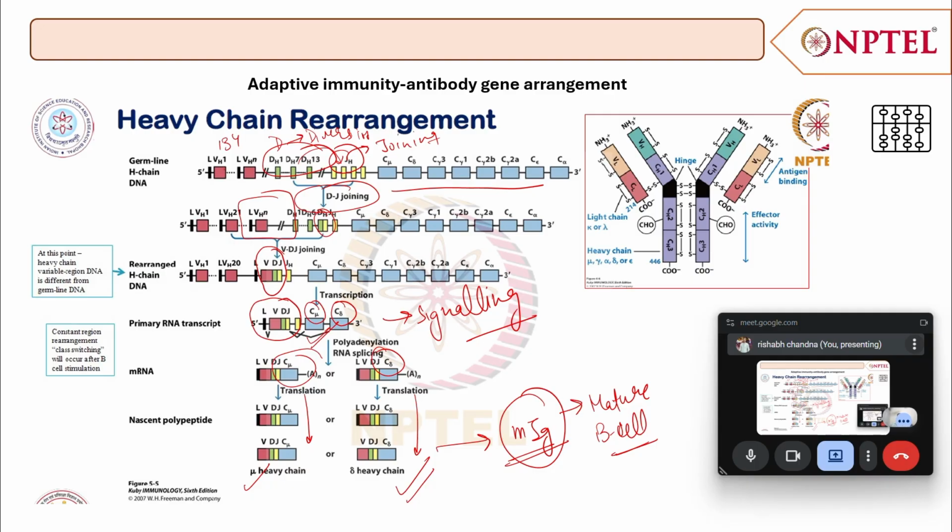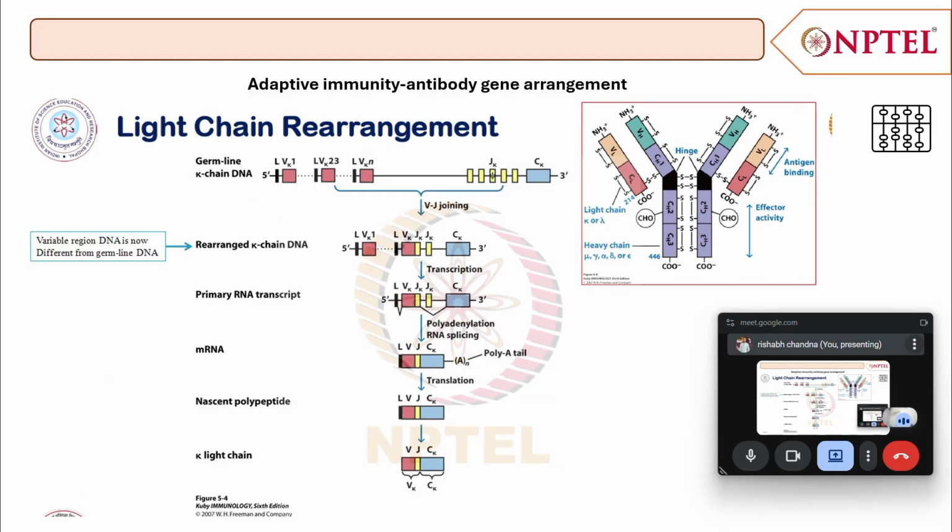rearrangement. Okay, now moving on to the light chain gene arrangement, here the N is nearly 84. So the variable region can be multiplied to 84. That's why it is called a variable region. So in this, the D region is not there. So we have the VJ recombination here.